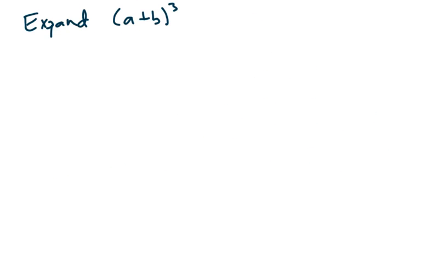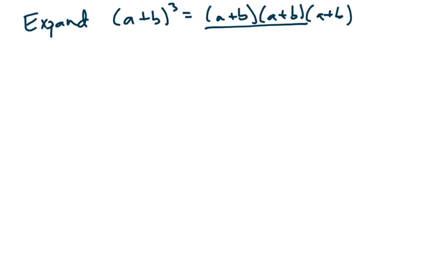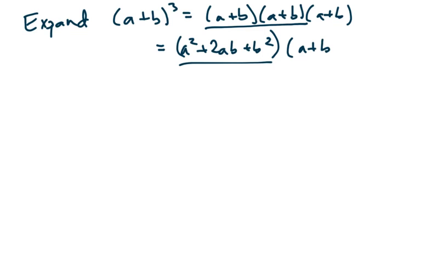Well, how do we expand this? (a plus b) cubed. Well, what does cubed mean? It means a plus b times itself 3 times. Now, we already know what the product of two of these is. We know this is (a plus b) squared, and we've just calculated it, we've expanded it. So those first two turn out to this, and to get (a plus b) cubed, we still have to multiply by a third (a plus b).